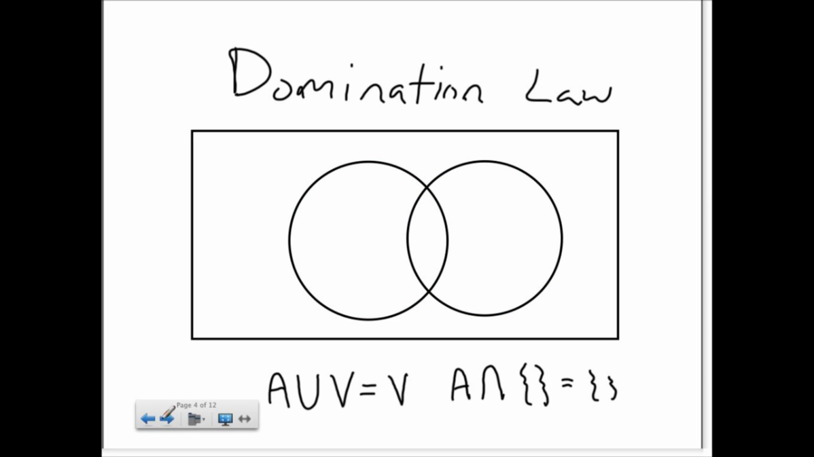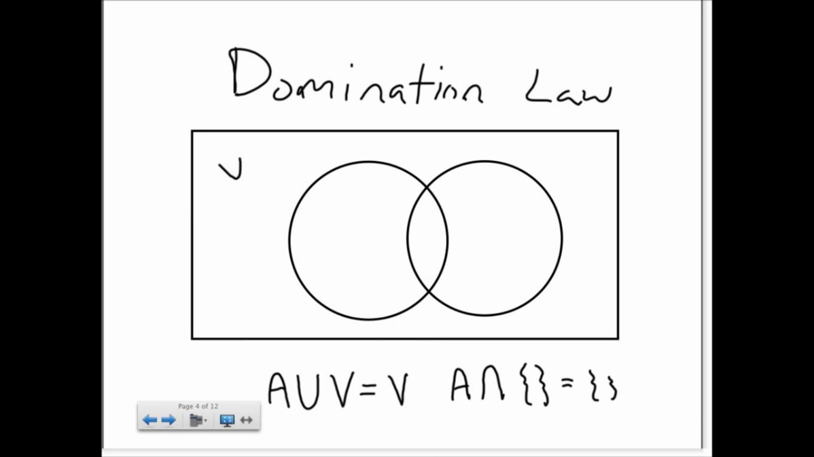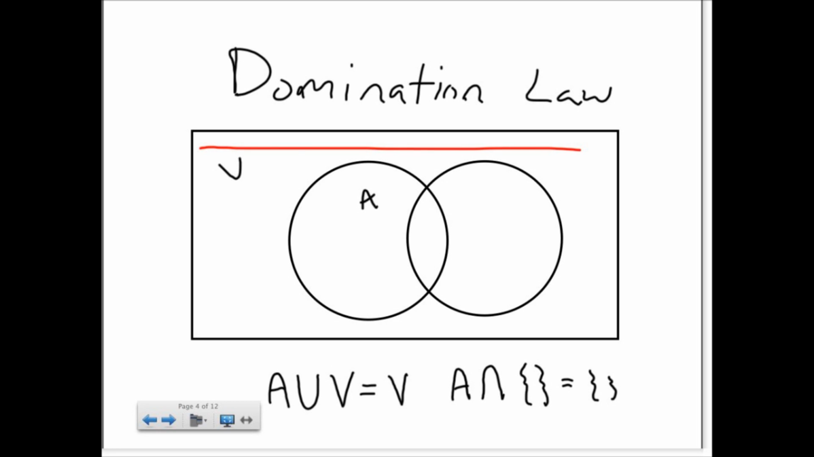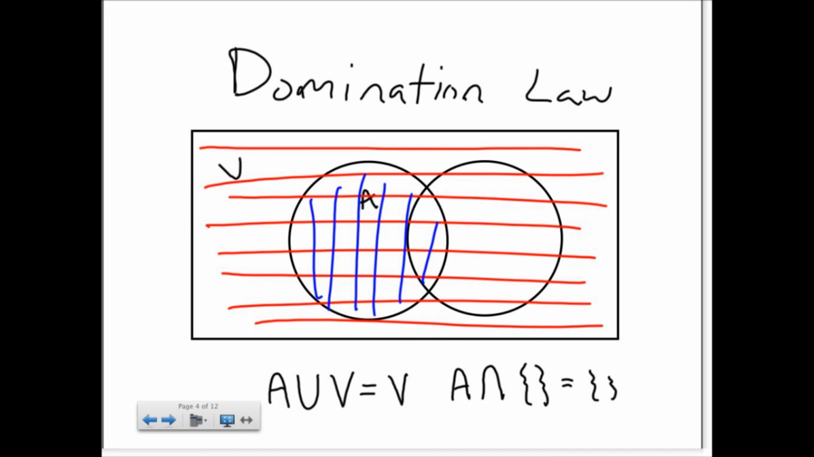Now the domination laws. We have our same sets that we've been using: the universe and A. The domination laws state that the union of these two is the universe. We can see that even before I color it in, as you're coloring in the universe, everything is covered. So taking the union of everything that exists and a smaller set A, which we're going to color in with blue like usual, you can see that the union is simply V, the entire rectangle. And so the union is simply the universe.